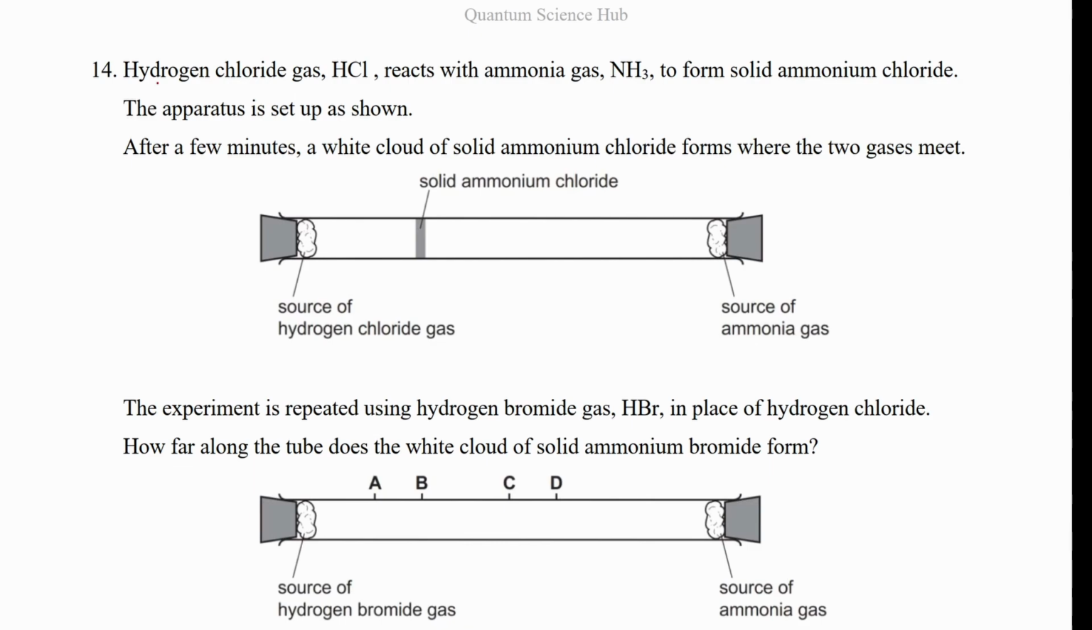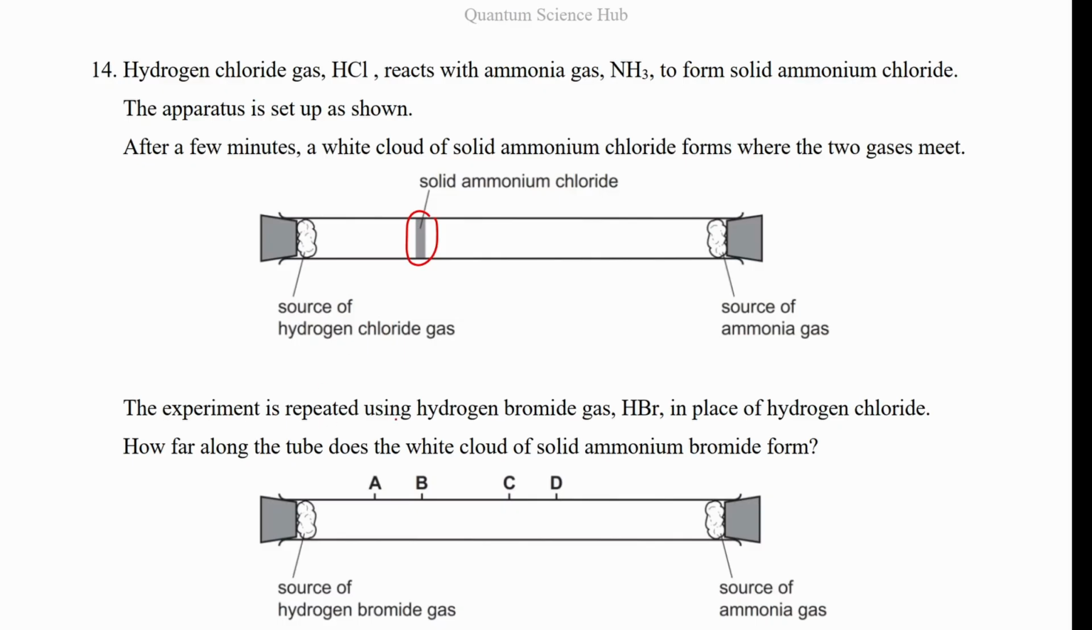Question 14. Hydrogen chloride gas HCl reacts with ammonia gas NH3 to form solid ammonium chloride. The apparatus is set up as shown. After a few minutes, a white cloud of solid ammonium chloride forms where the two gases meet. So after they form, they meet in here, which is solid ammonium chloride.